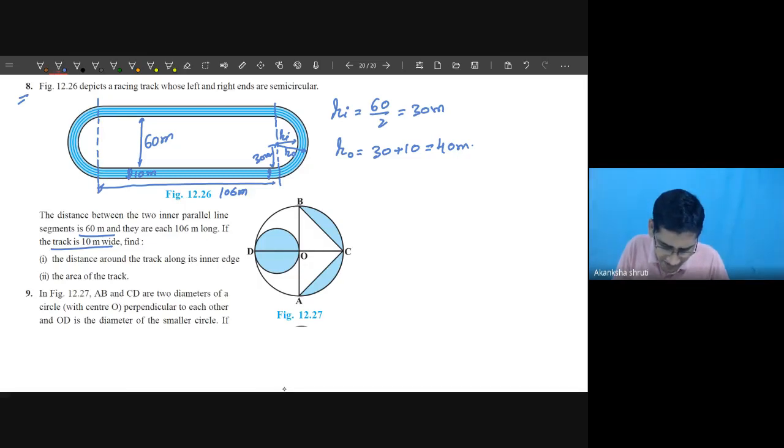The first part is, you have to find the distance around the track along the inner edge. For the inner edge, you may start from any point, or if you have any doubt, you may mark it as A, B, C, D, E, F, G, and H. You can mark this. So this is asking for the inner edge. So we can write for the first one.